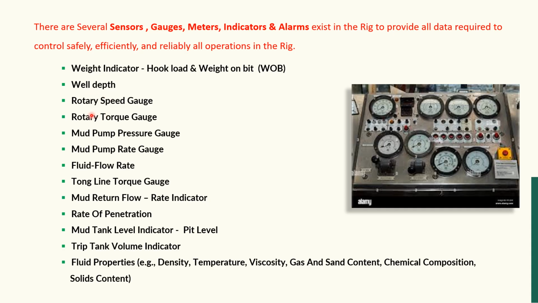This is the rotary speed gauge. The rotary speed gauge is the kind of gauge that measures the revolutions per minute of the rotary table. It means in 1 minute how many times the rotary table is completing its complete rotation. So this is called the rotary speed gauge.